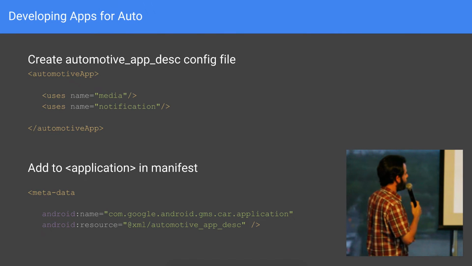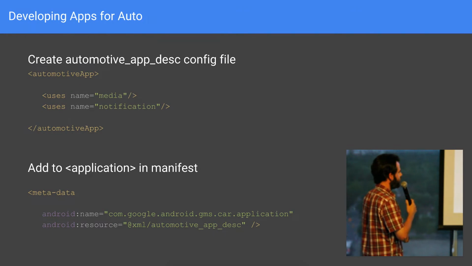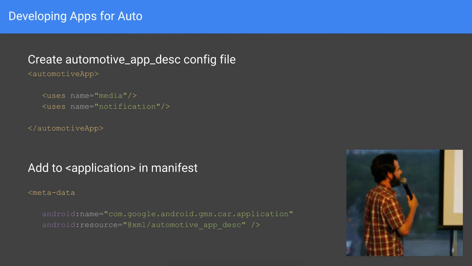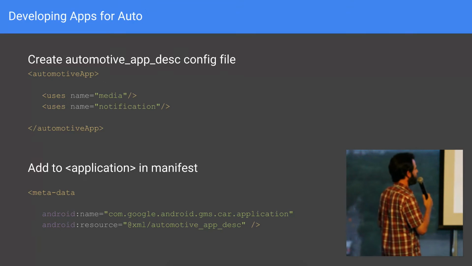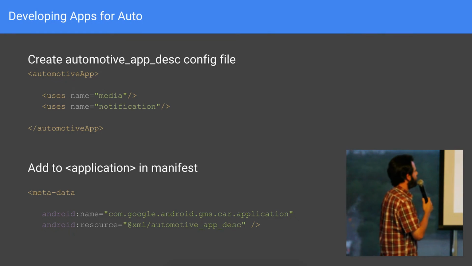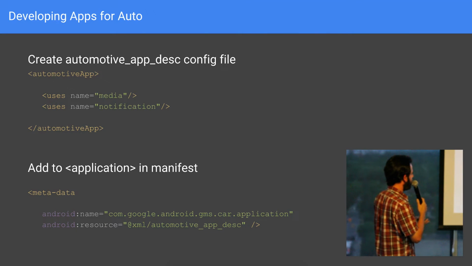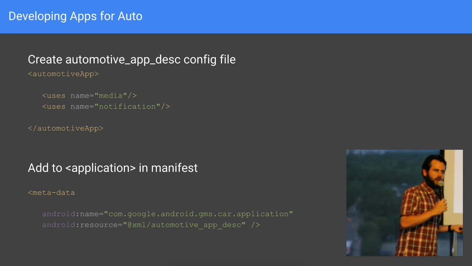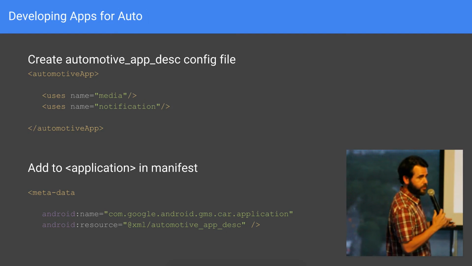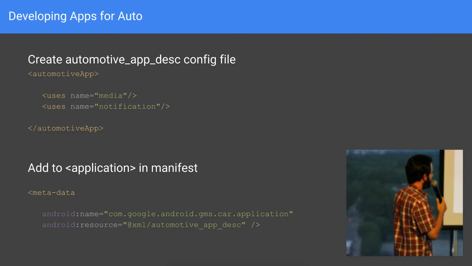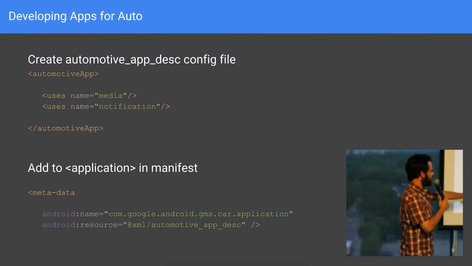So just very quickly, to give you a brief idea of how you actually let Android Auto know that your app is available for it. There are a couple of really quick steps. You create a config file, an XML file, where in the automotive app element you specify that you're going to be using media and/or notification. Media is obviously for audio apps. Notification is for messaging apps. And then in the application tag in your manifest, you point to that XML file.